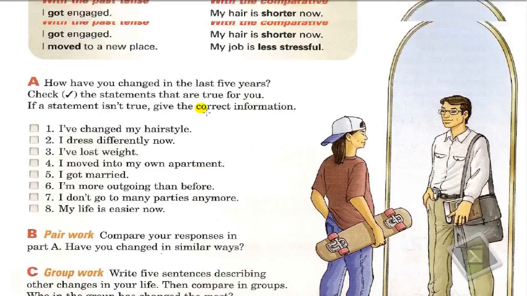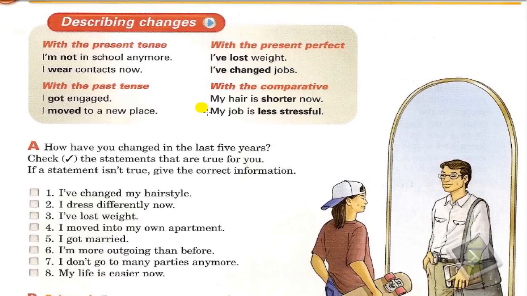So, describing changes. Exercise number 3, listen. Page 107, exercise 3, grammar focus, describing changes. With the present tense. I'm not in school anymore. I wear contacts now. With the past tense. I got engaged. I moved to a new place. With the present perfect. I've lost weight. I've changed jobs. With the comparative. My hair is shorter now. My job is less stressful.